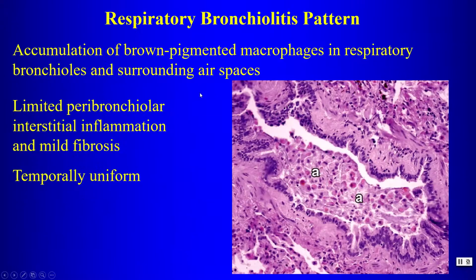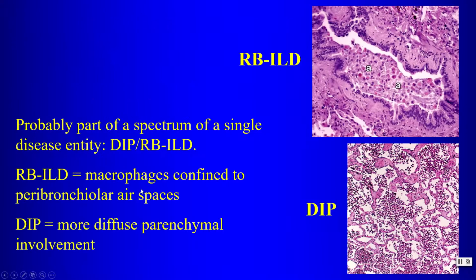So here we will get accumulation of these brown pigmented macrophages in the respiratory bronchioles here surrounding the air spaces. It's also a temporally homogeneous process. And as we've said, it's a part of the spectrum of disease of DIP and RBILD. So with RBILD, the macrophages are confined to the parabronchiolar air spaces. With DIP, they are more diffuse with more parenchymal involvement.